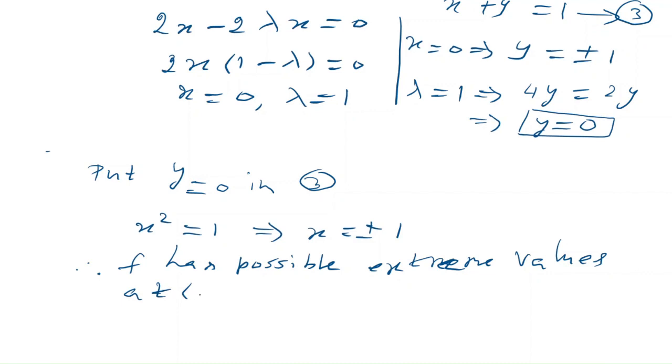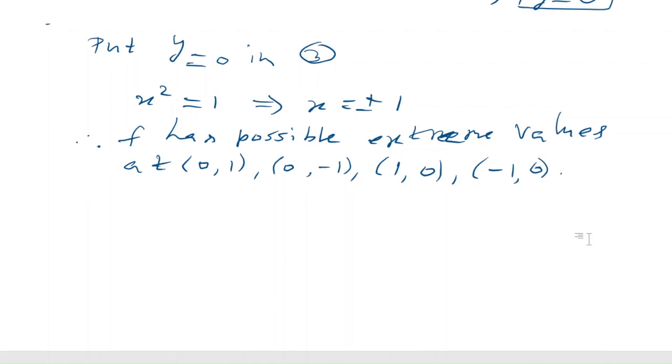What are the points? X is 0 means y is 1. So 0 comma 1 is one point, and x is 0, y minus 1, so 0 comma minus 1, and then y 0, x 1, so 1 comma 0, and then the final point is x minus 1 and y 0. So these are the 4 points at which we expect extreme values.